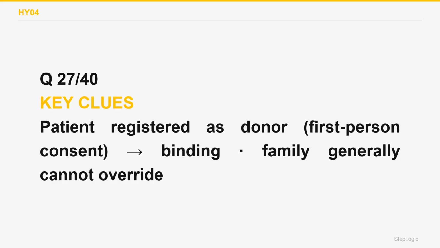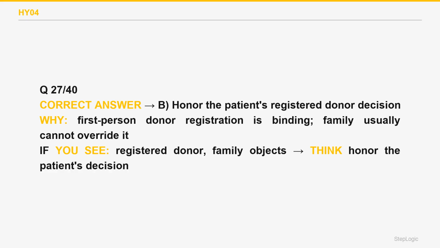The patient's own registration as an organ donor is first person authorization and is legally binding. It represents the patient's autonomous decision, which the family generally cannot override. The team honors the registered wish. Separately, the transplant team is kept distinct from the team that cared for the dying patient to avoid any conflict of interest. The correct answer is B.